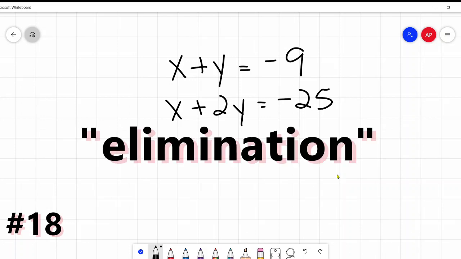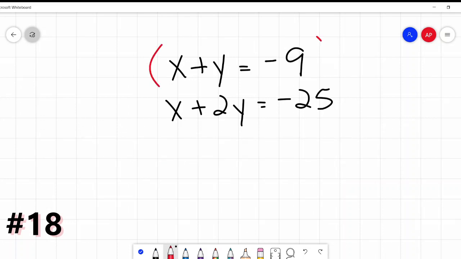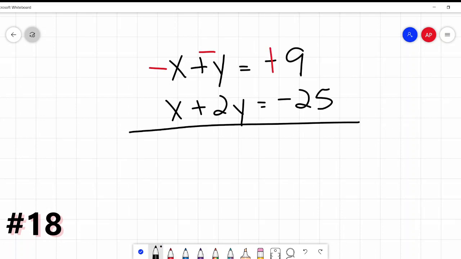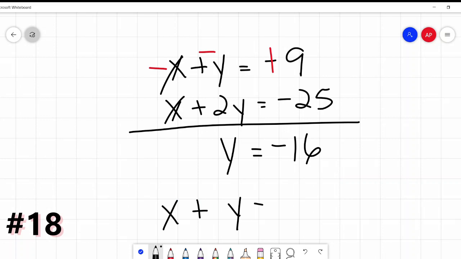If we do it as elimination, I'm going to multiply everything on top here by a -1. That's going to change everything. If I multiply each of these by a -1, that becomes a negative, that becomes a negative, that becomes a positive. If I add these together, my x's cancel out. -y plus 2y is just y. 9 plus -25 is -16. Then I can plug that into the top. X plus y equals -9 is what we're told. I can put that -16 in for y.